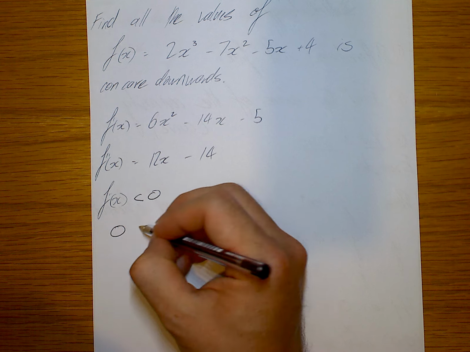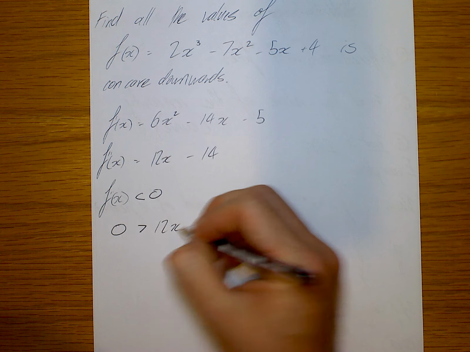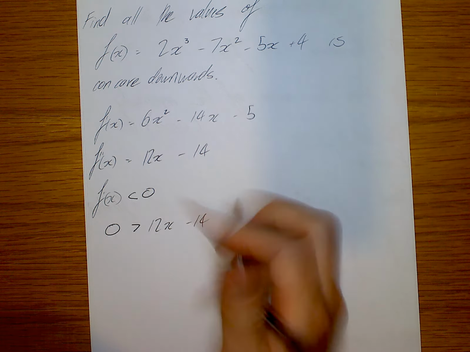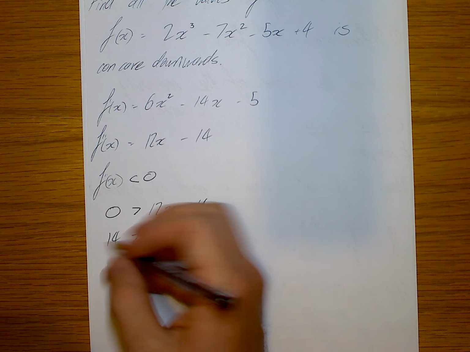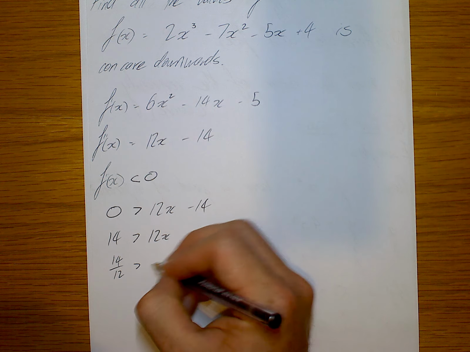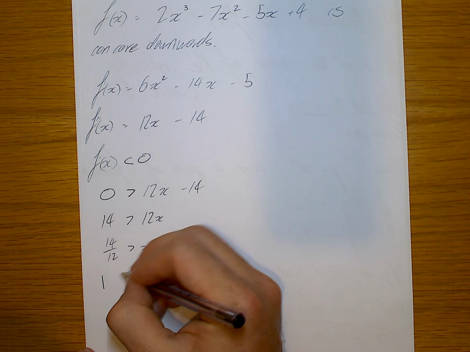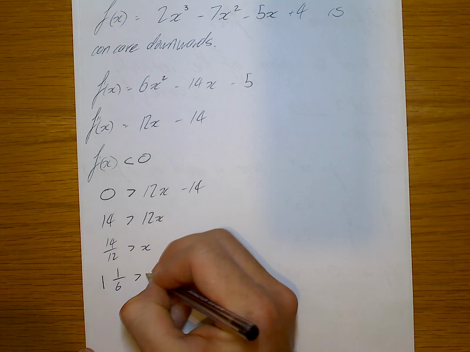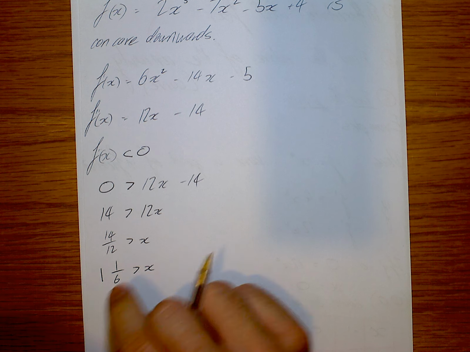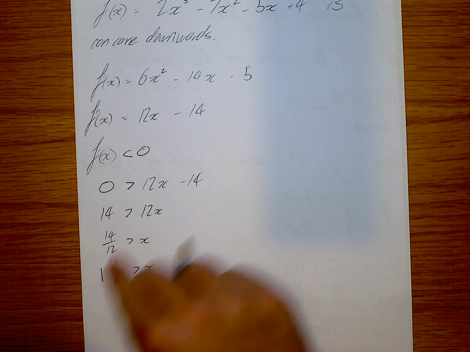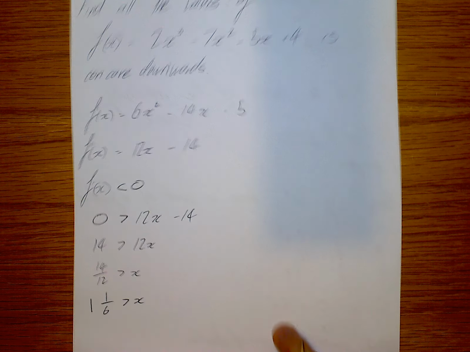So we go 0 greater than 12x minus 14. We're going to put our 14 over here, and then we're going to divide by 12. It's going to be ugly. So at this point, x is 1 and 1/6. Where x is greater than 1 and 1/6, that's going to be where it's concave down, because it's going to be less than 0. And let's move on to our final third one.